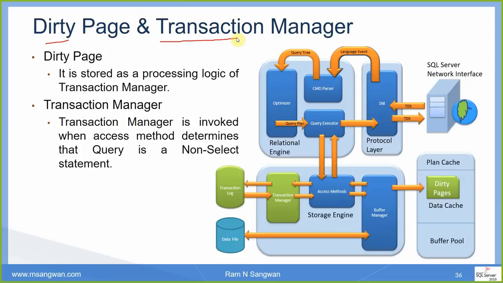Then we have something called dirty pages and a transaction manager. Dirty pages: when you are working on the data and an update is being done, you do those updates in memory. The updated data pages which are not flushed to the disk are called dirty pages. A dirty page is stored as a processing logic of the transaction manager. And the transaction manager is invoked when the access method determines that the query is a non-select statement, as I discussed. So dirty pages have those transaction related pages where updates are happening but they are not final.